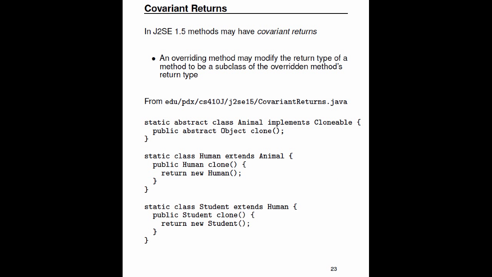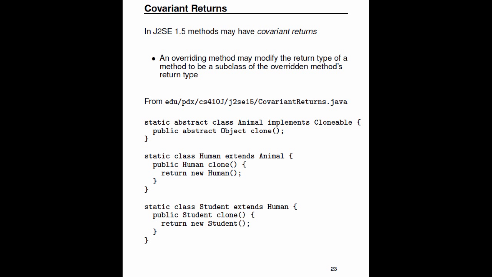Okay, the last thing I want to talk about in the language API is something called covariant returns. Now, this is kind of an advanced feature of the type system. It's actually easy to understand, but it's got this fancy name, covariant returns. The whole idea is that if you have a method that overrides another method, the overriding method may modify the return type of the method it overrides to be a subclass of the overridden method's return type. And here I have some example code.